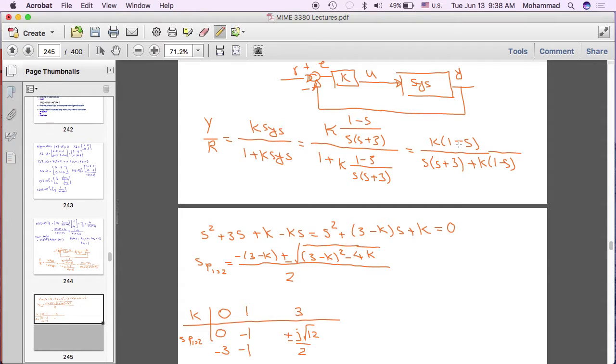So let's write this down. Here at 1, zeta was equal to 1. At 3, zeta was 0. And between 1 and 3, zeta was between 1 and 0. So we're dealing with an underdamped system. Now, if we go above 3, the system becomes unstable. So if you go above 3, the system becomes unstable.